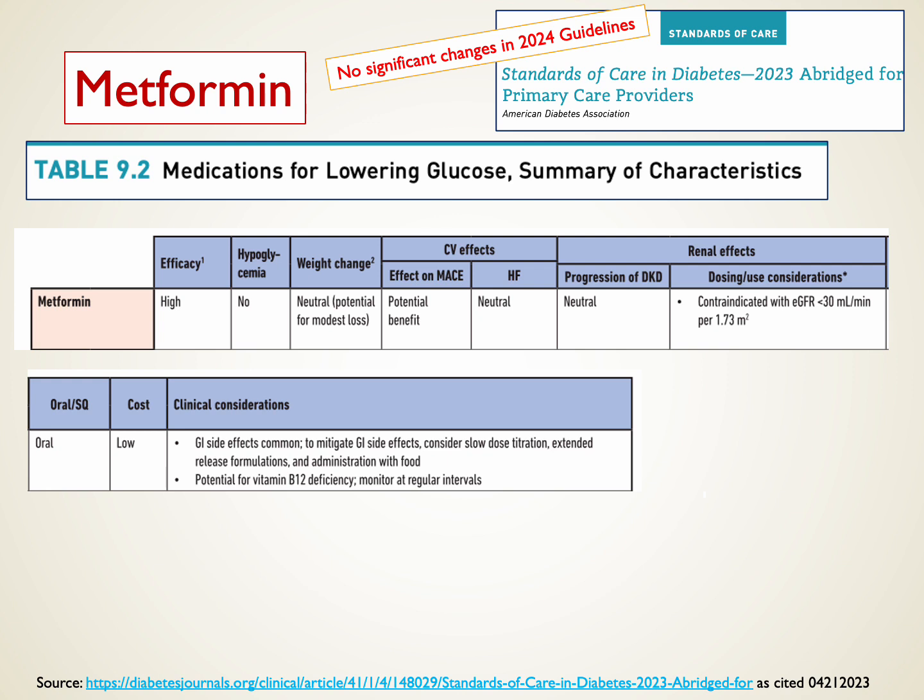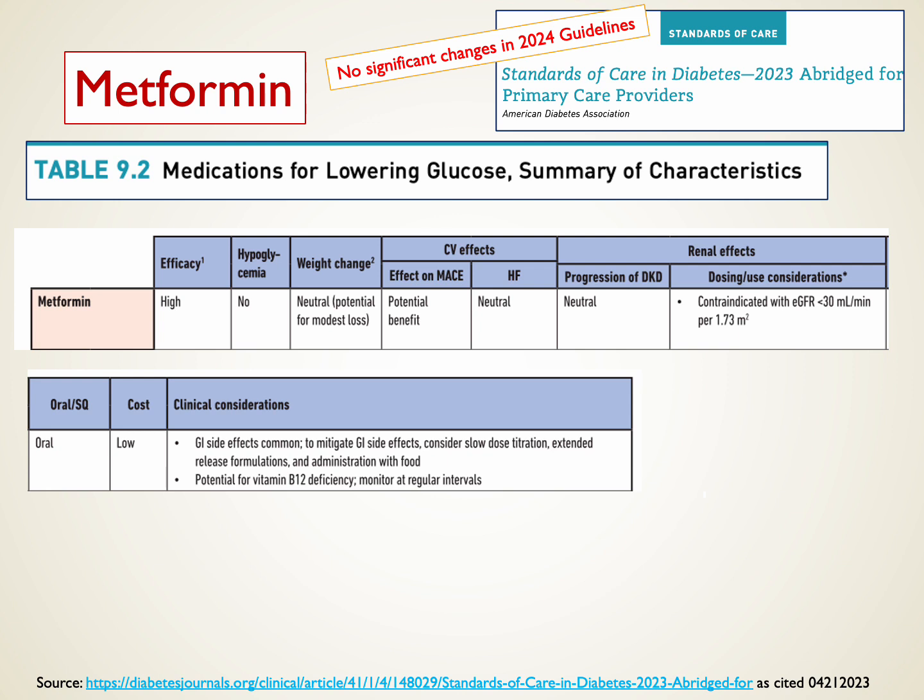It doesn't seem to have a benefit in reducing the progression of renal disease, but if somebody is already having significant renal disease, we would not want to give metformin. Its GI effects are usually limited when we start low and titrate our way up, and you'd want to monitor for B12 deficiency. Until recently, every patient with type 2 diabetes would automatically start on metformin. That would have been a routine approach for everyone.